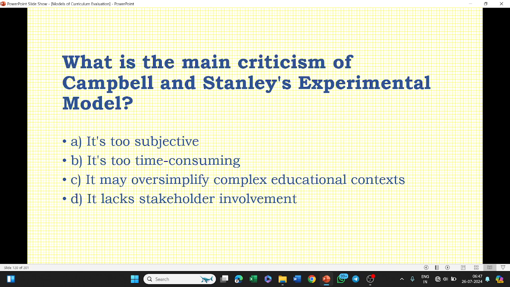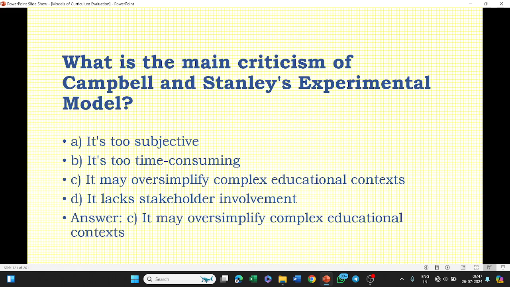What is the main criticism of Campbell and Stanley's experimental model? Options: it's too subjective, it's too time consuming, it may oversimplify complex educational context, it lacks stakeholder involvement. Answer of this question is option C, that is it may oversimplify complex educational context.